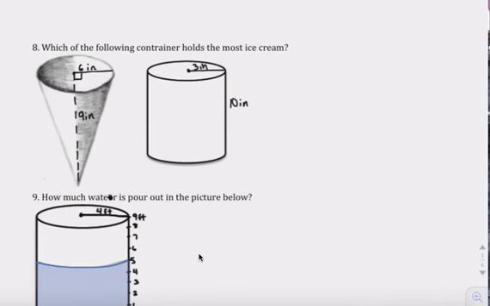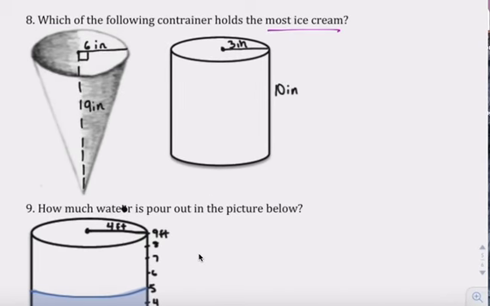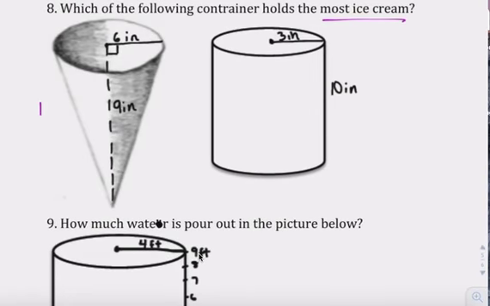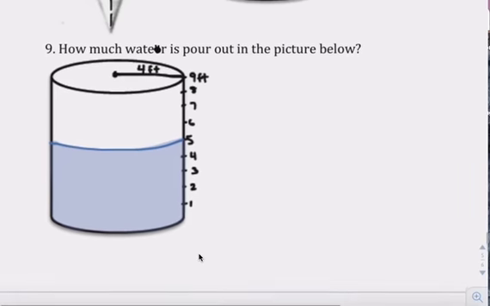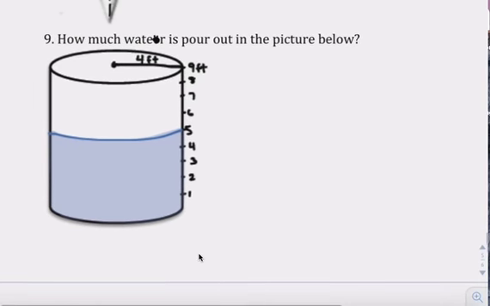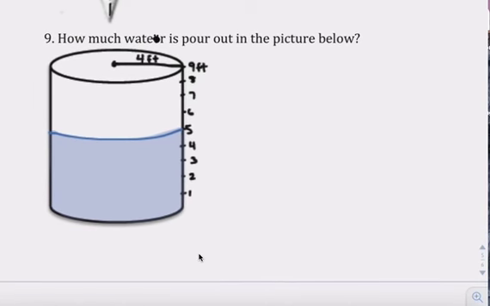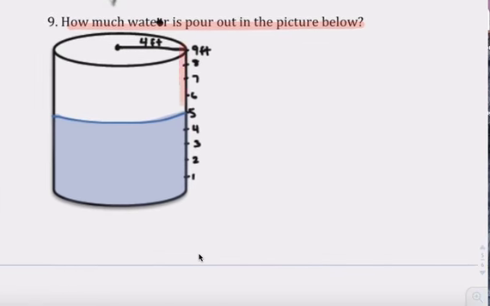Okay, so which one holds the most ice cream? Remember, this is 1/3 pi r squared times h. Find the volume of each. Okay, how much water is poured out of the pitcher below? So the empty spots, how much water was poured out? So this much water is poured out right here. This is the part that's been poured out.